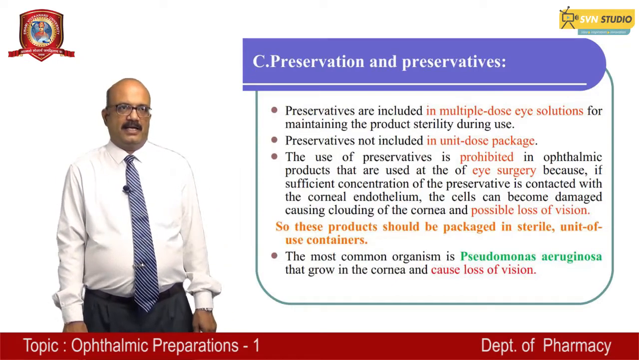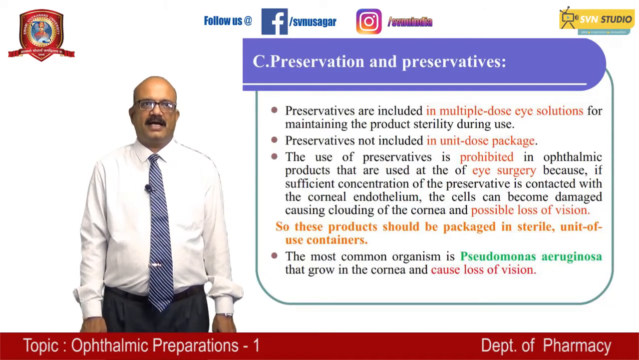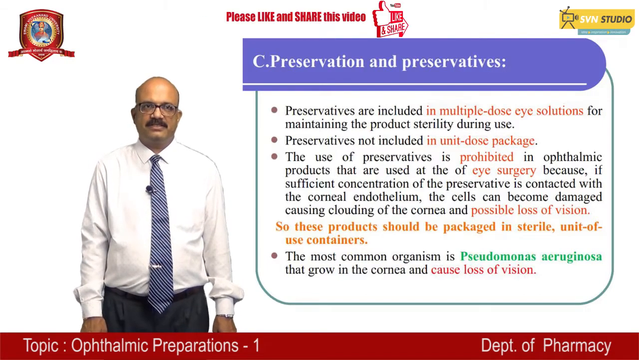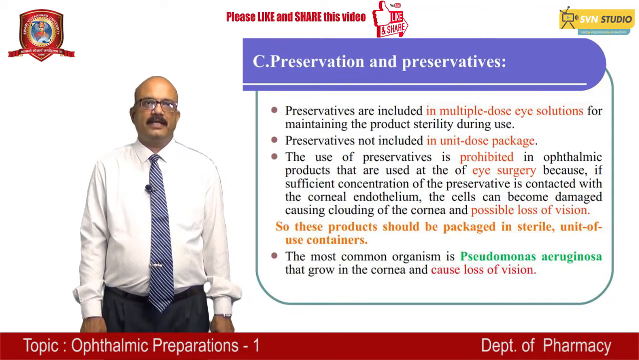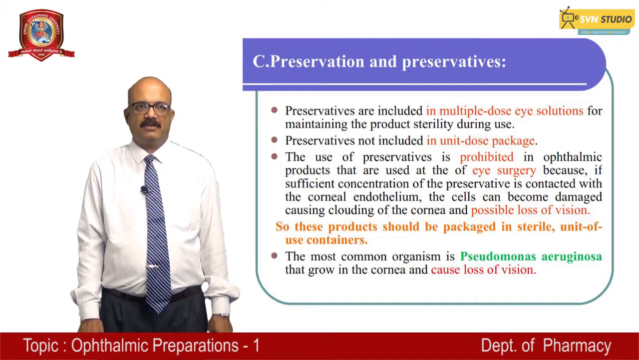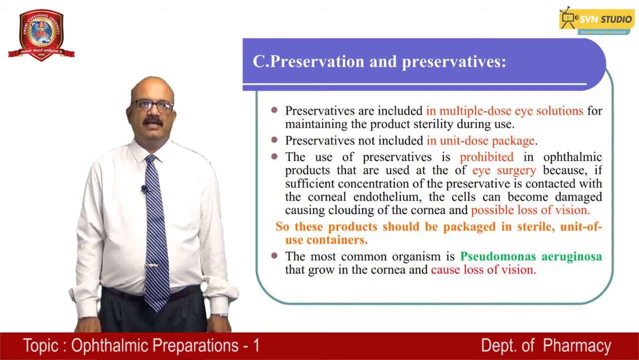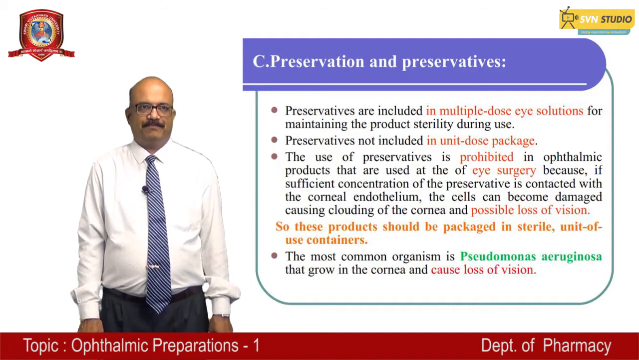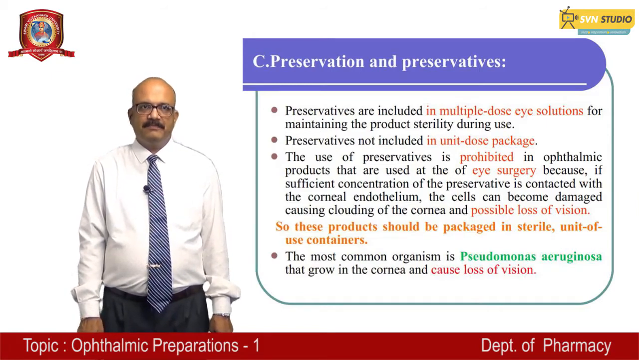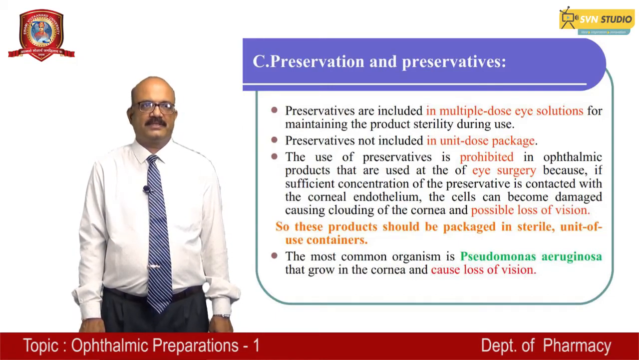used. The use of preservatives is prohibited in ophthalmic products that are used in eye surgery, because if a sufficient concentration of the preservative contacts the corneal endothelium, the cells can become damaged, causing clouding of the cornea and possible loss of vision. So these products should be packaged in a sterile unit of use container. The most common organism is Pseudomonas aeruginosa, which grows in the cornea and causes loss of vision.